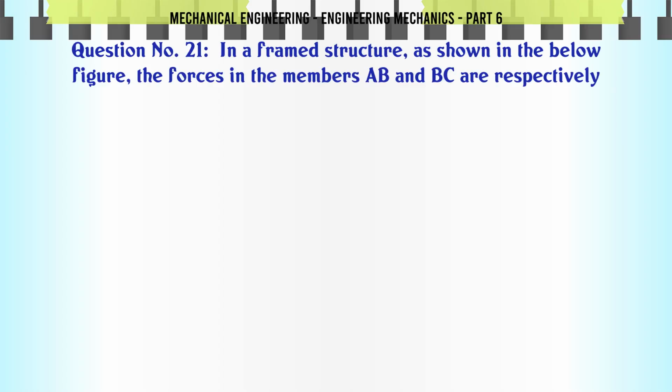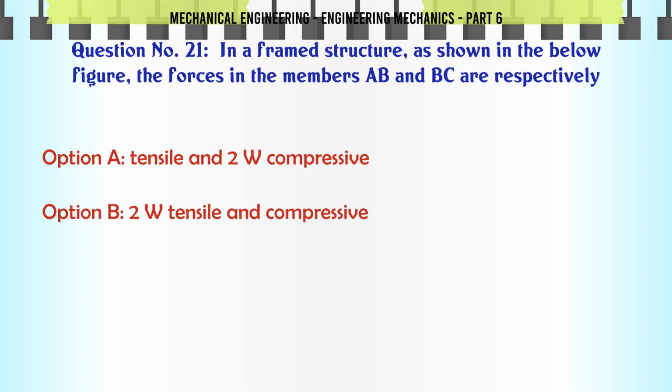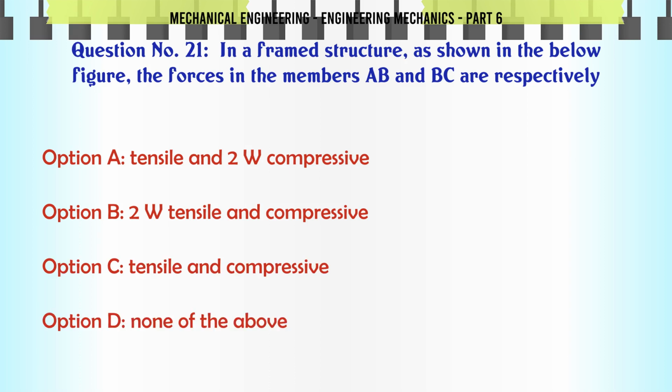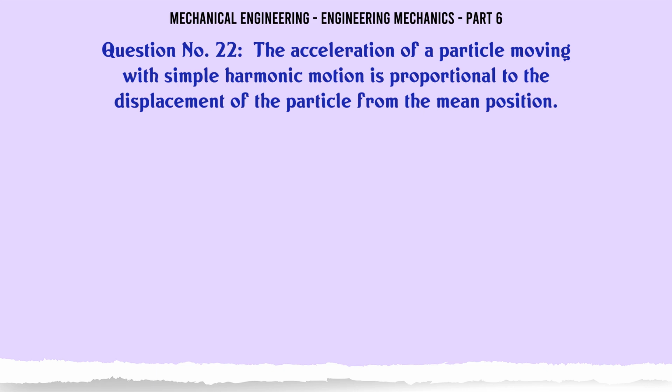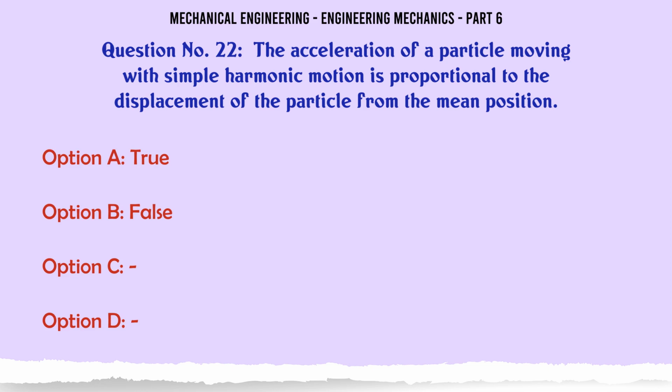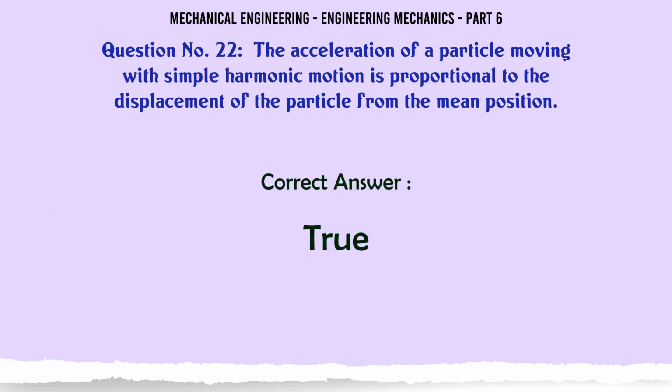In a framed structure as shown in the below figure, the forces in the members AB and BC are respectively: A) W tensile and 2W compressive, B) 2W tensile and W compressive, C) W tensile and W compressive, D) none of the above. The correct answer is W tensile and 2W compressive. The acceleration of a particle moving with simple harmonic motion is proportional to the displacement of the particle from the mean position. A) True, B) False. The correct answer is true.